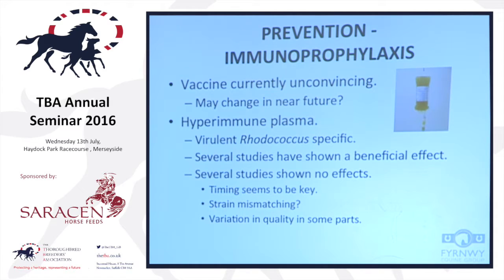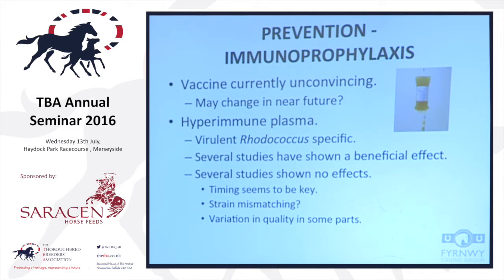Hyperimmune plasma may or may not be something that people use. You can get it specifically made for rhodococcus. It's pretty pricey, and we're not quite sure how it is best to be used. A couple of studies have shown quite a significant beneficial effect, and a few studies have shown no effect whatsoever. It seems it's probably not that important to give it to newborns. Probably when they're sort of 4 to 6 weeks old is going to be more beneficial.